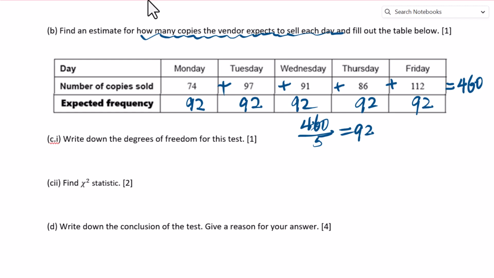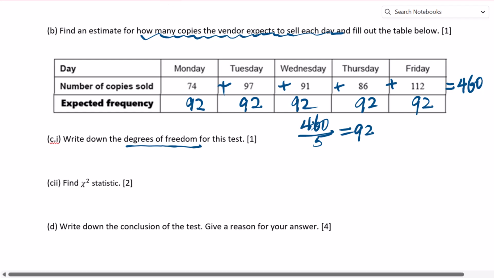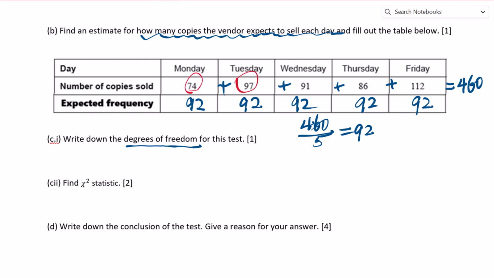C1, write down the degrees of freedom for this test. We have 5 observed data. So 5 minus 1 is 4. This will be the degrees of freedom.